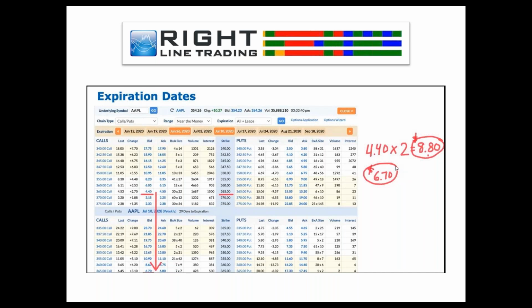We're just going to be talking about puts, calls, and verticals. And we're also going to look at covered calls. We're going to look at a lot of positions.